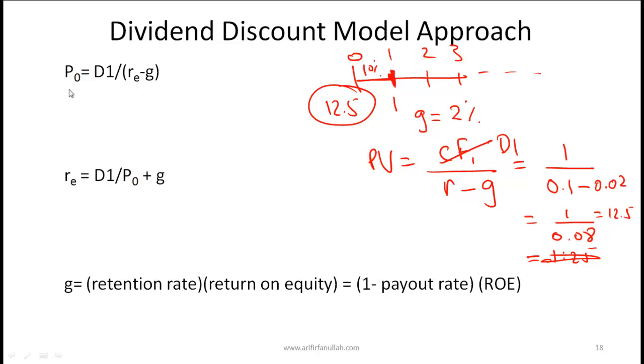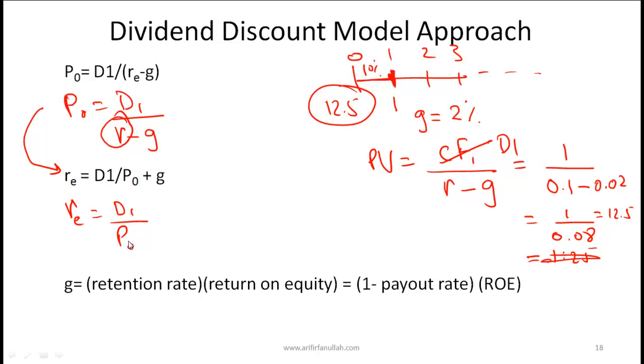So the price of a share at time 0 then is this formula, D1 over the cost of equity minus G. But if you know the price of the share and you want to find R, then you simply rewrite this equation in terms of R. So using some simple algebra, you can see that the cost of equity is equal to D1 over the current market price plus the growth rate. So given the expected dividend at the end of period 1, given the current price, and given the expected growth rate, you can find the cost of equity.